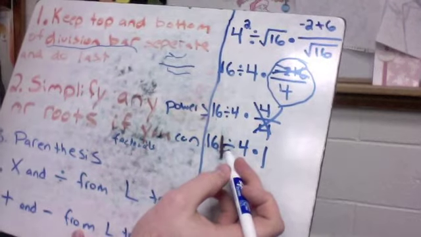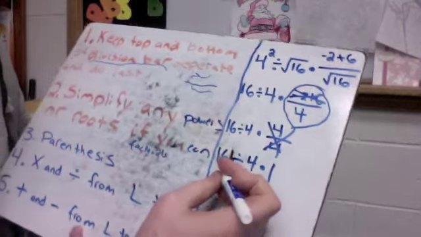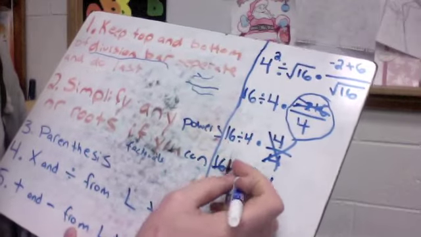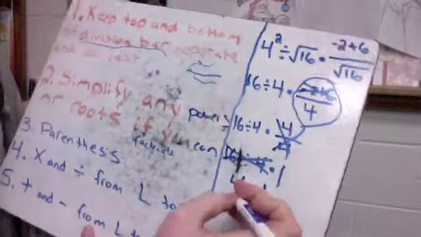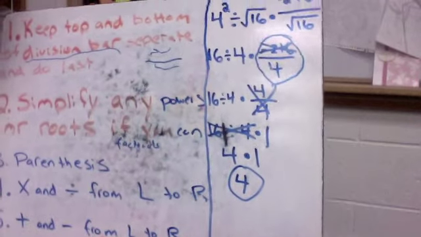So we've got to start with 16 divided by 4. 16 divided by 4 is 4. I used that. Let's bring everything else down. We got times 1. 4 times 1 is just 4. That would be your answer to that problem.